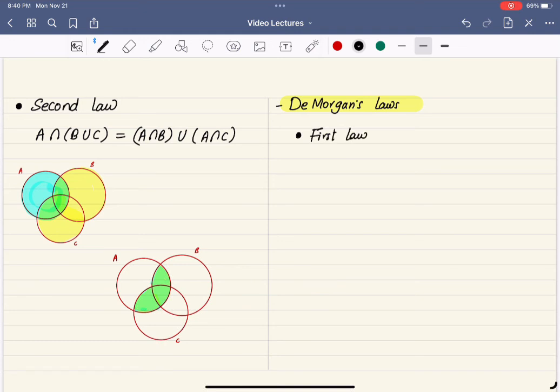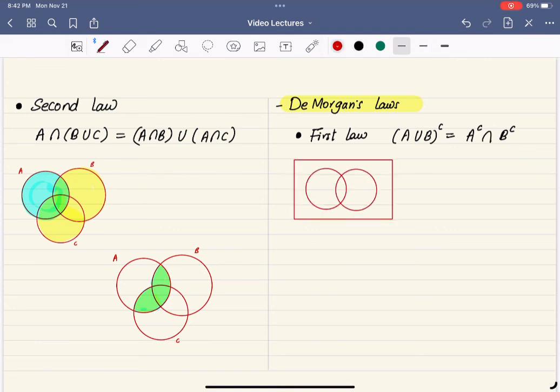The first law states that if you want to take the complement of A union B, then the complement goes inside for A as well as B. You consider A complement and B complement, and this union gets converted into intersection. Now, for the left hand side, Venn diagram is given as follows. You take A union B, which is given by yellow area right here. Then its complement is given by this green area outside of A union B.